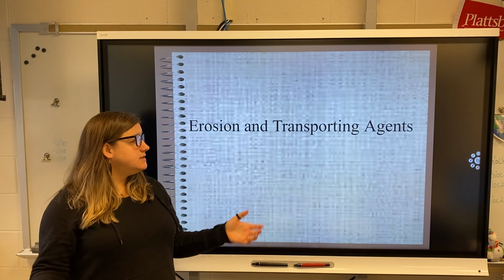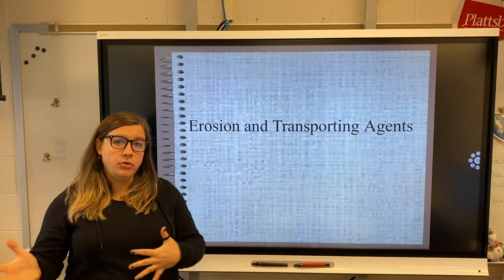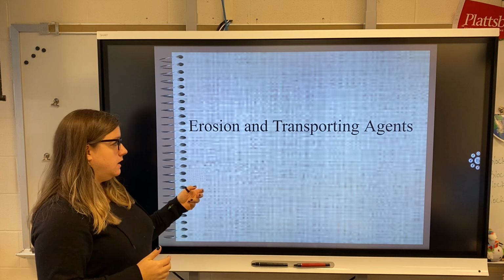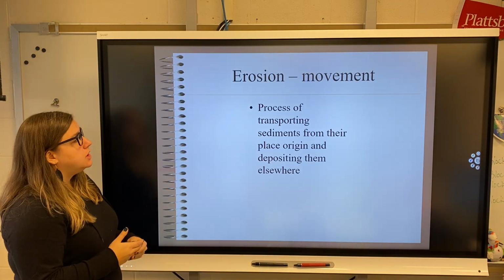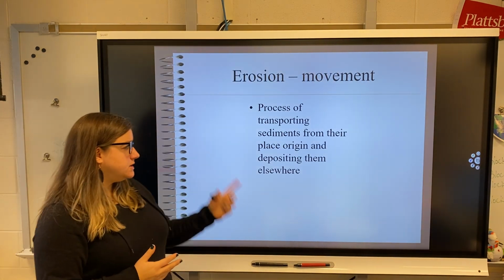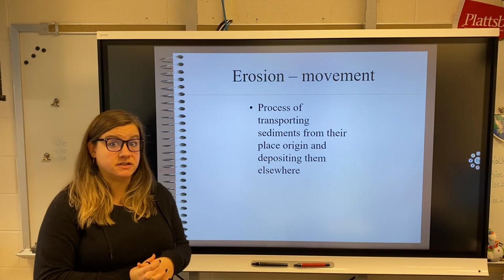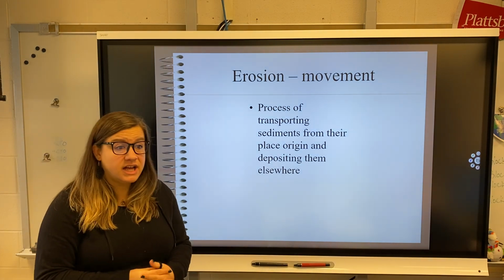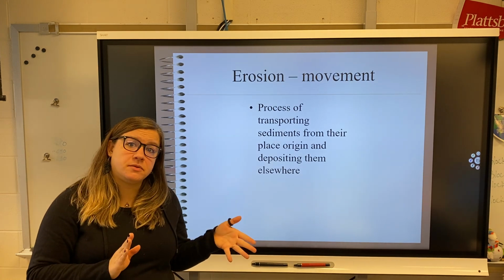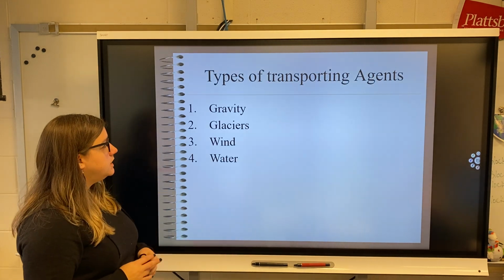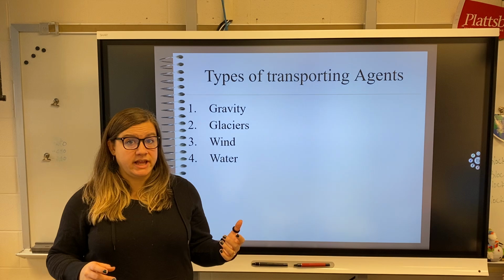Erosion and transporting agents. So this is the movement of particles. Okay. So, process of transporting sediments from their place of origin and depositing them elsewhere. Sometimes they can go really, really far. Sometimes they only go a couple of inches from where they fell. So these different types of transporting agents.